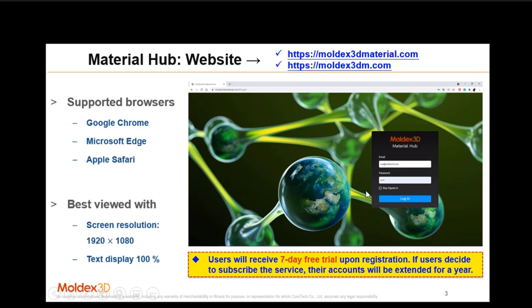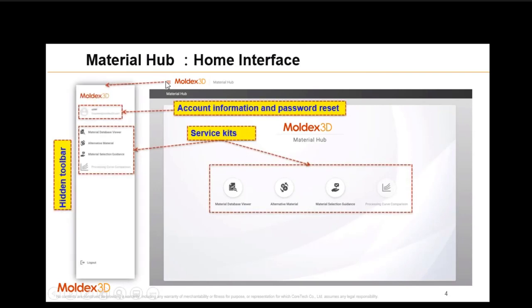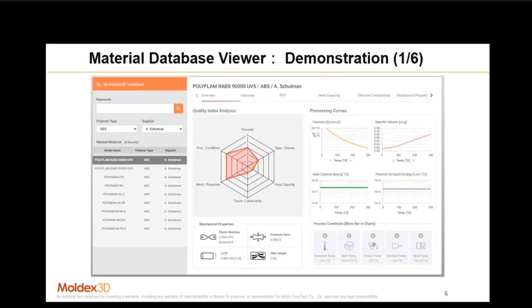So after you log in to the Material Hub cloud service, this is the main interface. And click here, it will show the hidden toolbar. And you can see your account information and also change your password here. And there is a service key. So you can select any one you want. So next, I will demonstrate the material database viewer in detail, step by step.